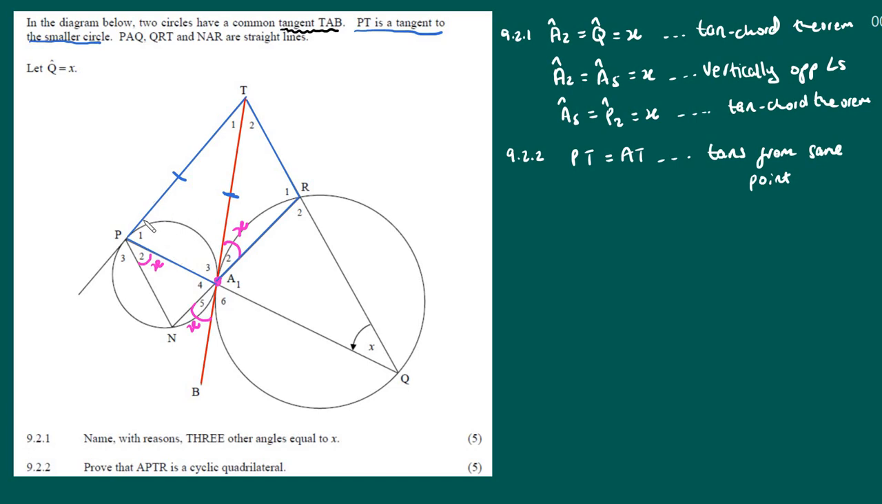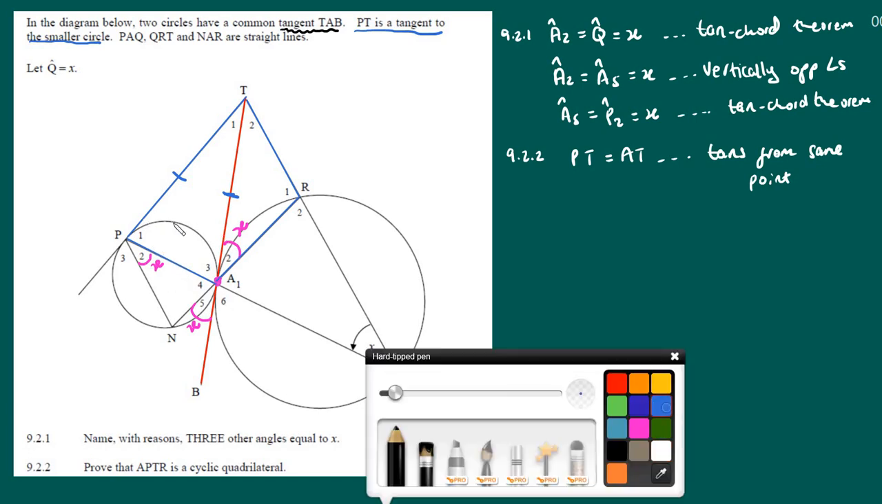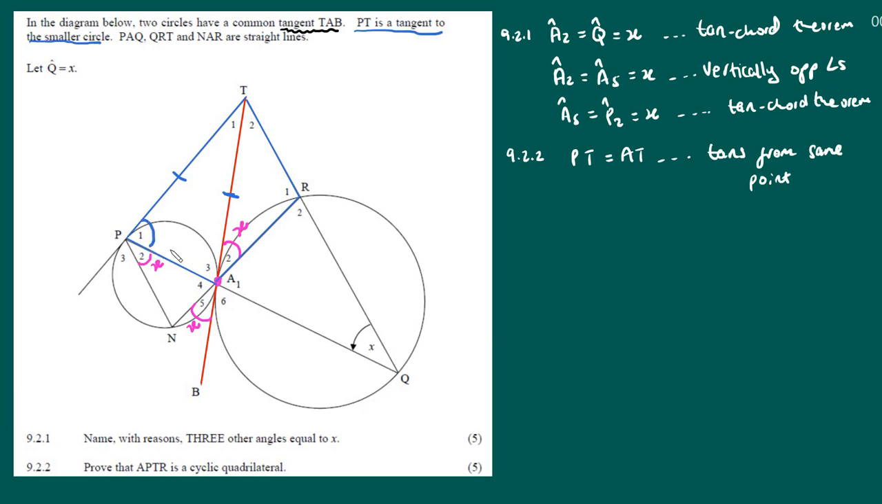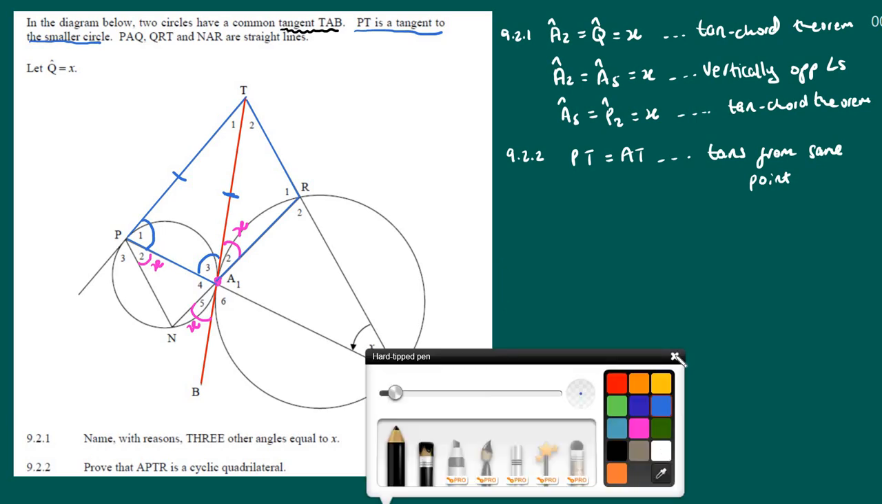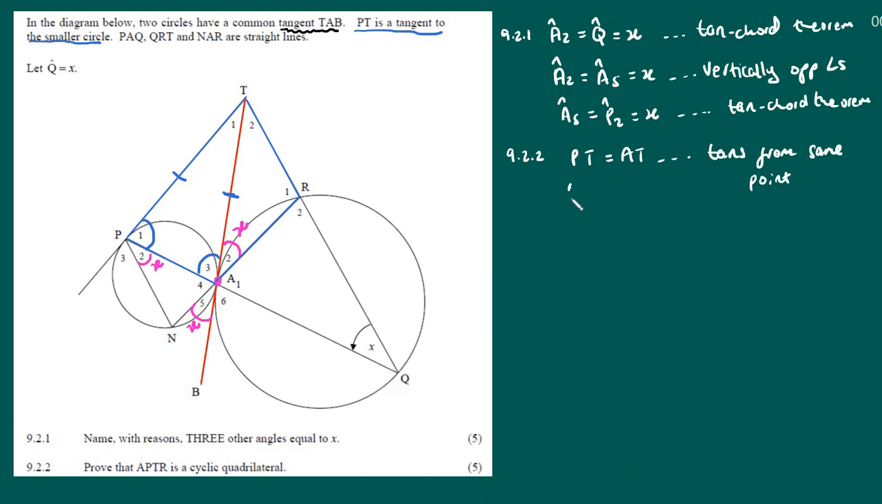The implication now is that P1 will be equal to, P1 would be equal to what? To A3, right? Why? Because we do know that those would be the angles opposite equal sides. Great. So those two angles are equal.